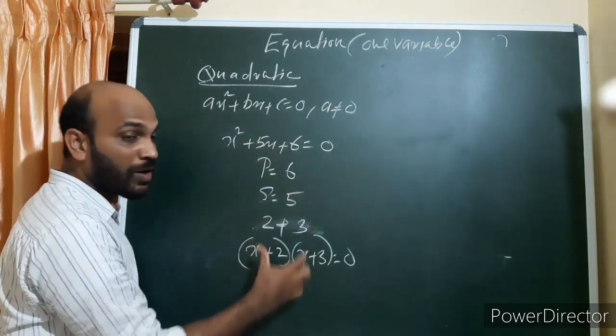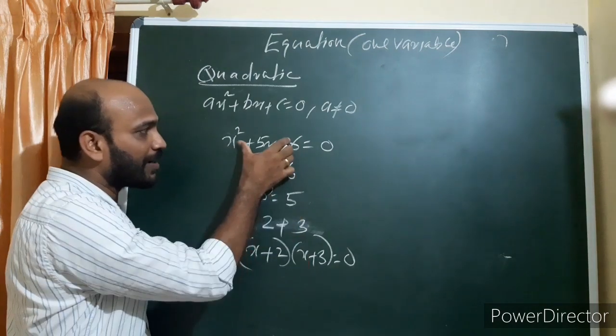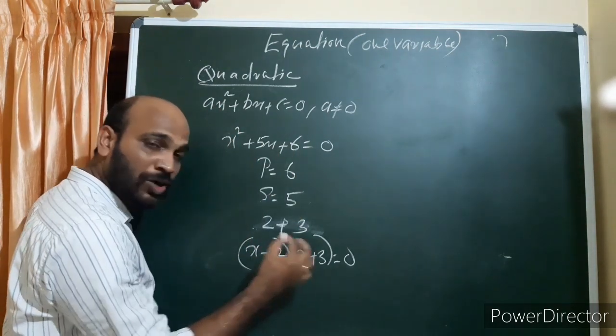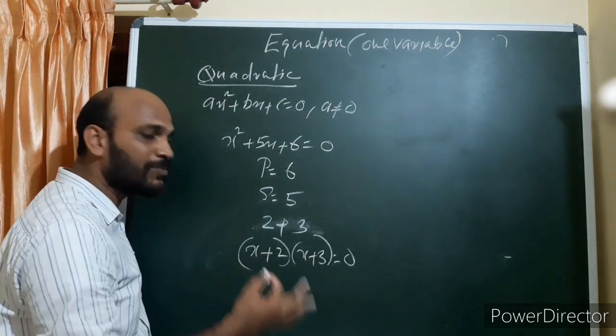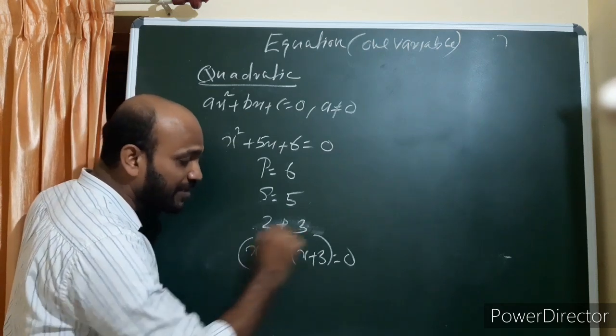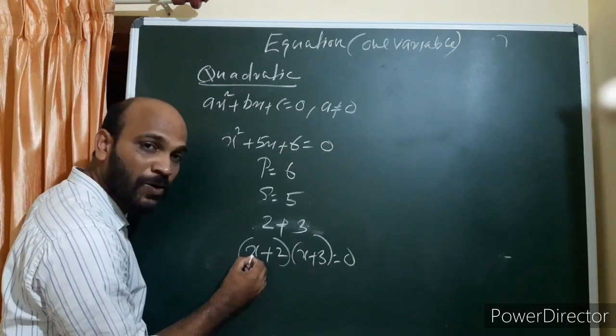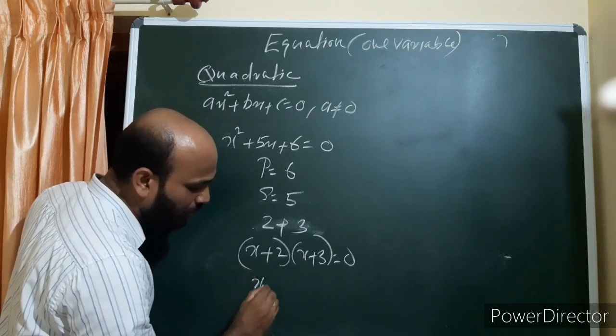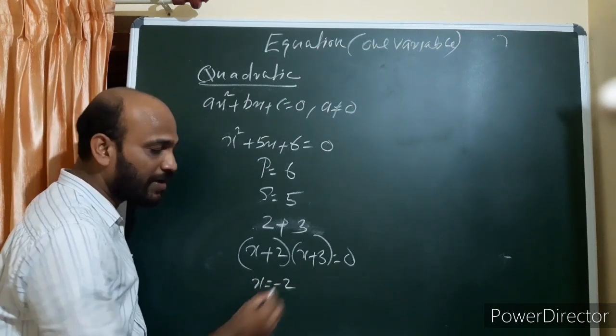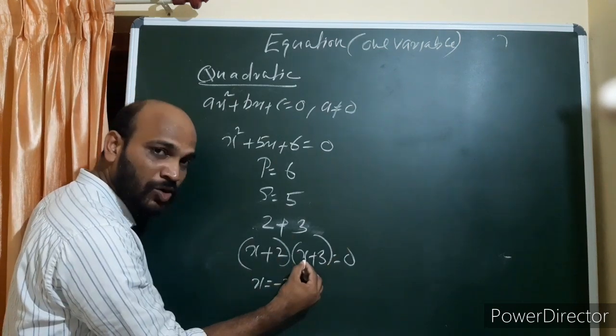Right? These two are same. If we expand this one, we get same thing. Now product of two terms equal to 0 means one of them should be 0. Otherwise this expression will be 0 when x equal to minus 2. So minus 2 is one solution.